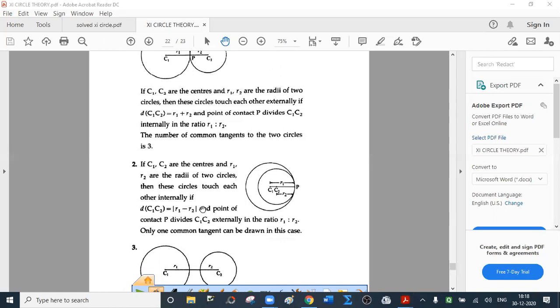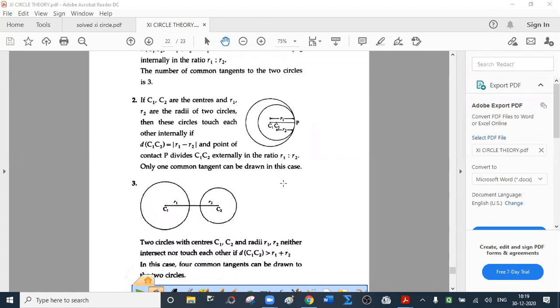Because we do not know which is greater, but distance is always positive. And the point of contact divides C1, C2 externally, in which ratio? R1 is to R2. Note that only one common tangent at P can be drawn.